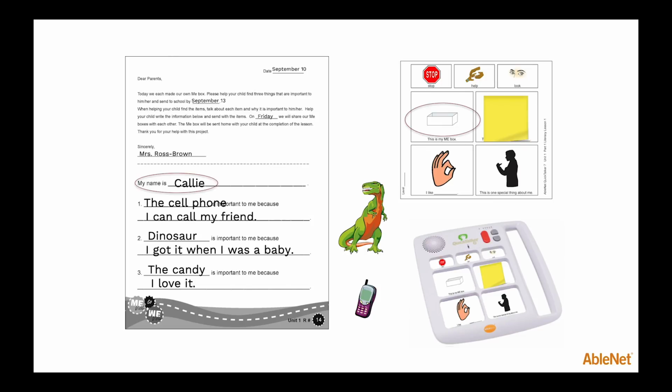This is my Me box. I like candy. The one thing that's special about me is that I can call my friend with my cell phone. Callie decided she didn't want to talk about her dinosaur.